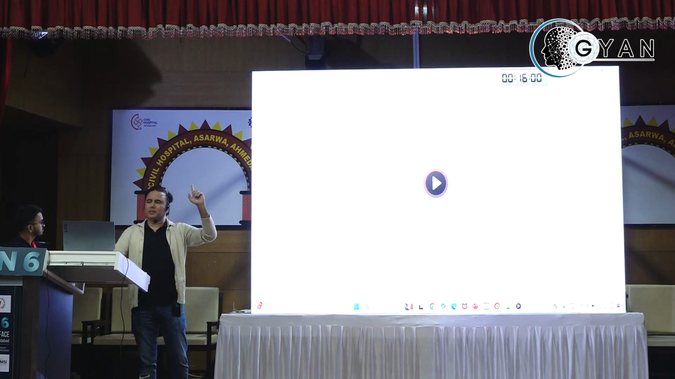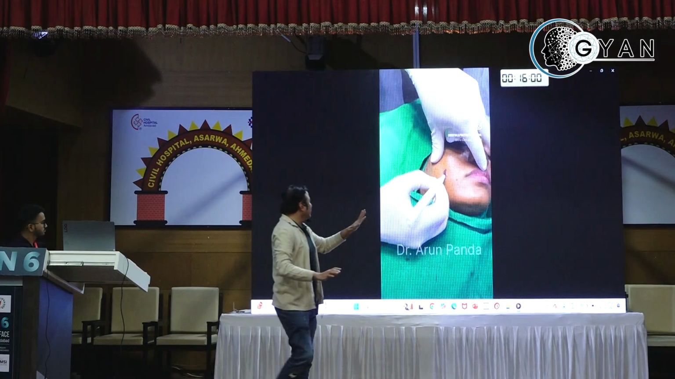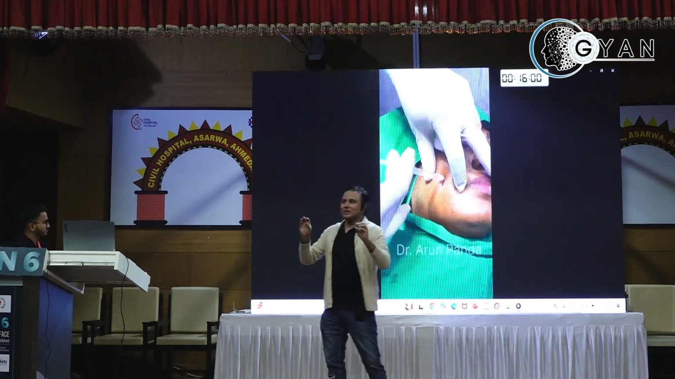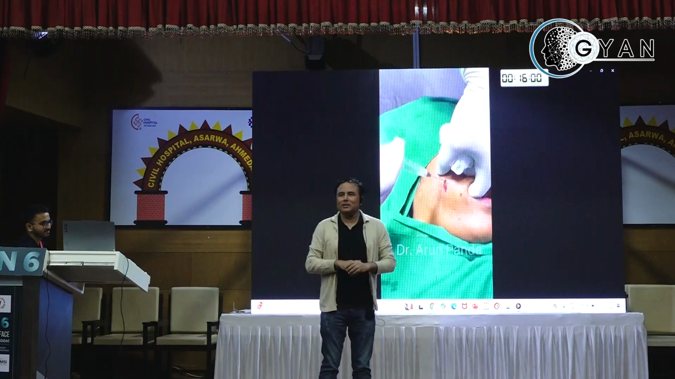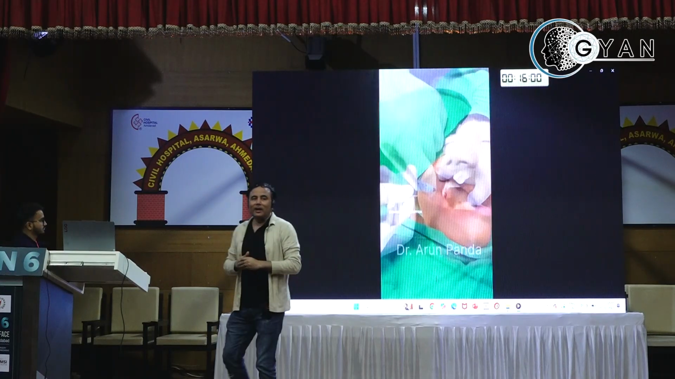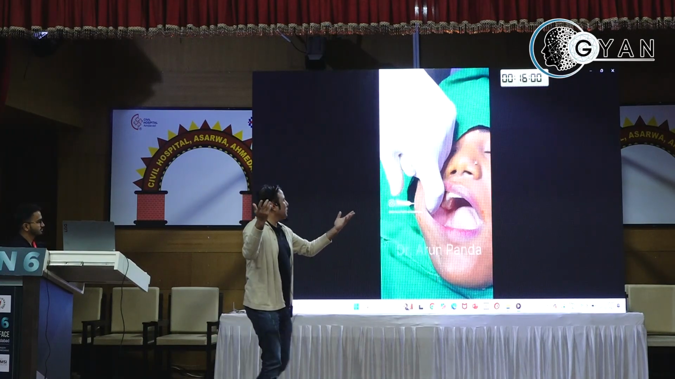Another very simple procedure, dimpleplasty. One of my favorite procedures. All you have to do is get the patient in. Which actress has a beautiful dimple? Everybody wants to look like Preity Zinta.